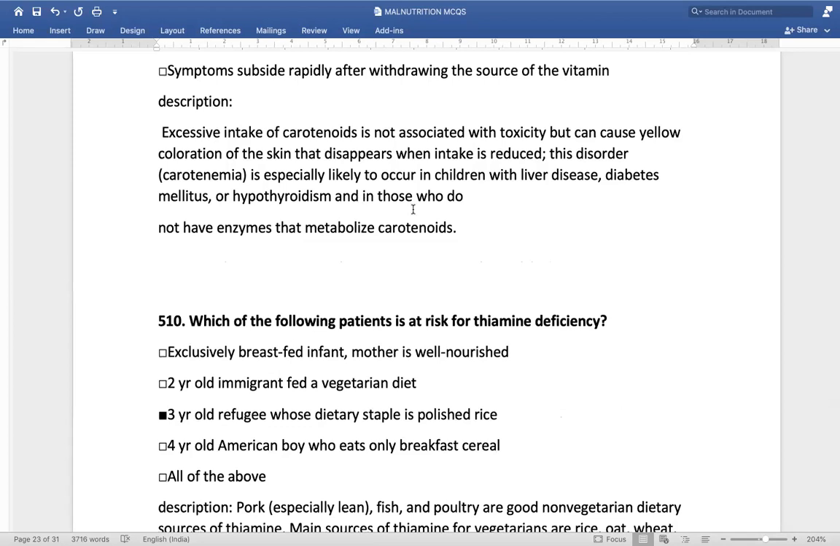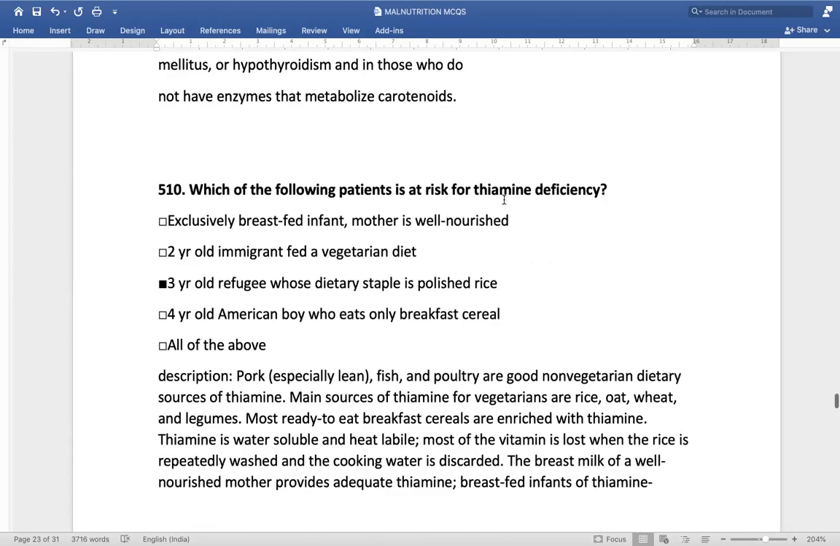And which of the following patients are at risk of thiamine deficiency? Exclusively breastfed infant and mother is well nourished? No. If the mother is well nourished, the infant will be protected because it will be transmitted from breast milk to the baby. Immigrant diet fed with vegetarian diet? No, vegetarian diet is a good source of thiamine.